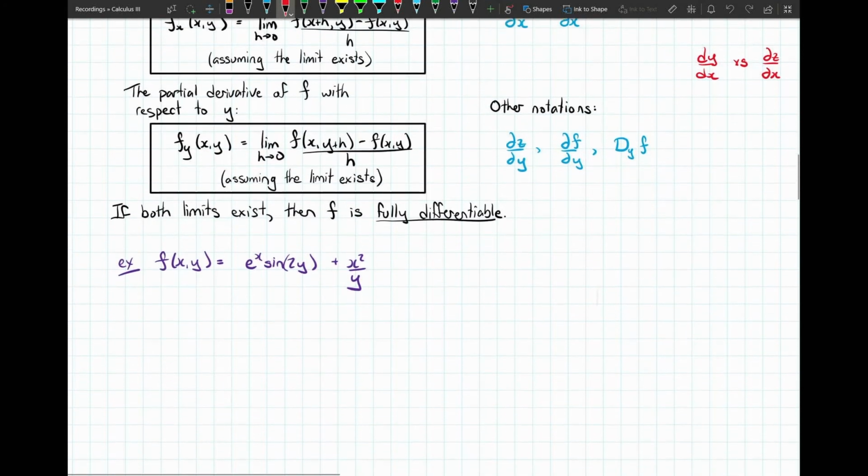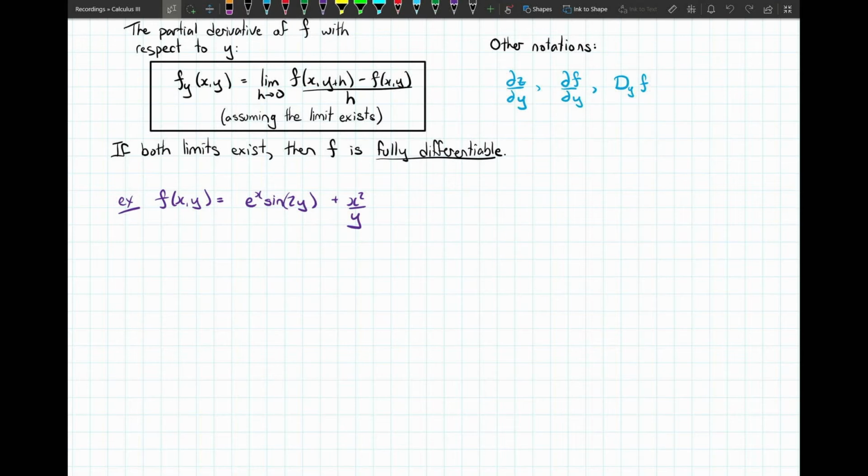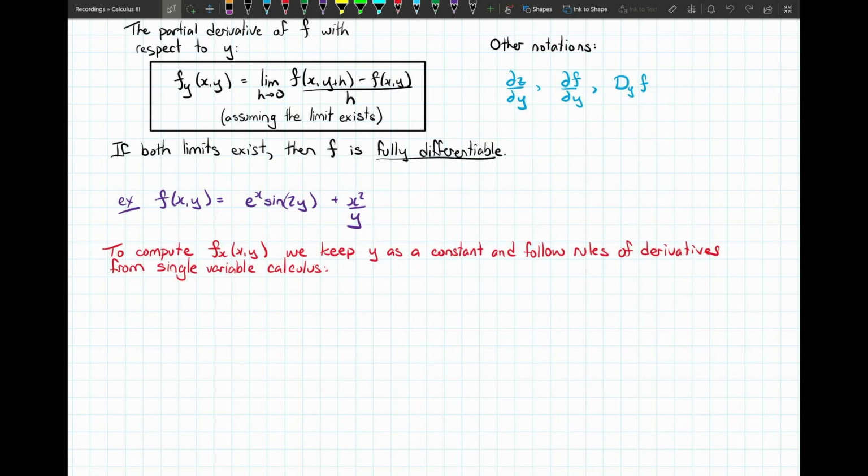Suppose our function f of x comma y is equal to e to the x sine of 2y plus x squared over y. Let's calculate the partial derivatives with respect to both x and y separately, but let's do this process with a little more efficiency rather than using the limit definition. If we want to compute the partial derivative of f with respect to x, then we just treat y as a constant, and we follow all of the rules of derivatives that we learned already from single variable calculus.